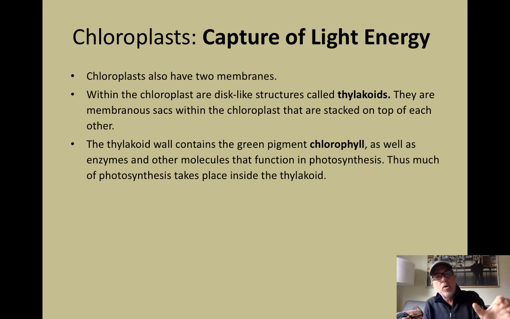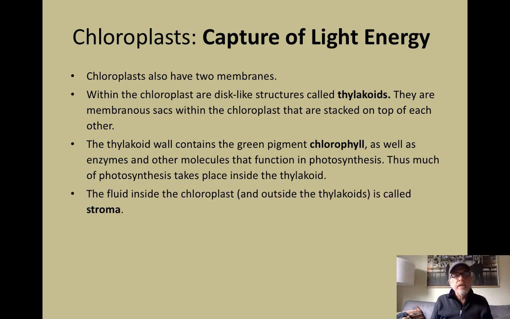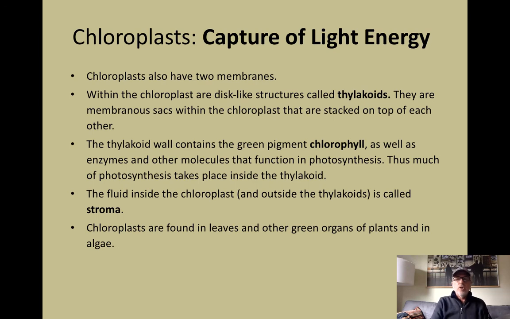Anyway, the thylakoid wall contains this pigment as well as other enzymes and other molecules that function in the process of photosynthesis. So much of photosynthesis takes place inside the thylakoid, and we will study this in great detail later in the spring when we study cellular respiration. The fluid inside the chloroplast but outside the thylakoids is called the stroma, and chloroplasts are found anywhere that there's a green part of a plant.